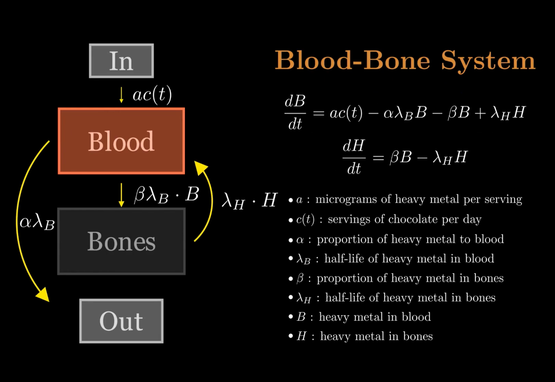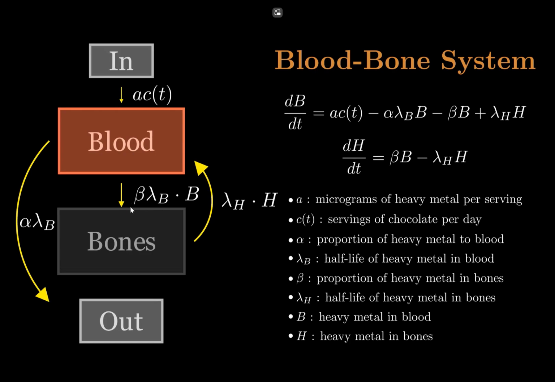We came up with this system of differential equations to model this relationship, with the following parameters, most notably the half-life of lead in bones, lambda b, which is roughly 25 years, and alpha and beta, which represent the portion of lead that goes to the bones from the bloodstream. As we can see, we have our consumption function times the amount of lead per serving of chocolate going into the blood. From there, it is going to the bones by some proportion.